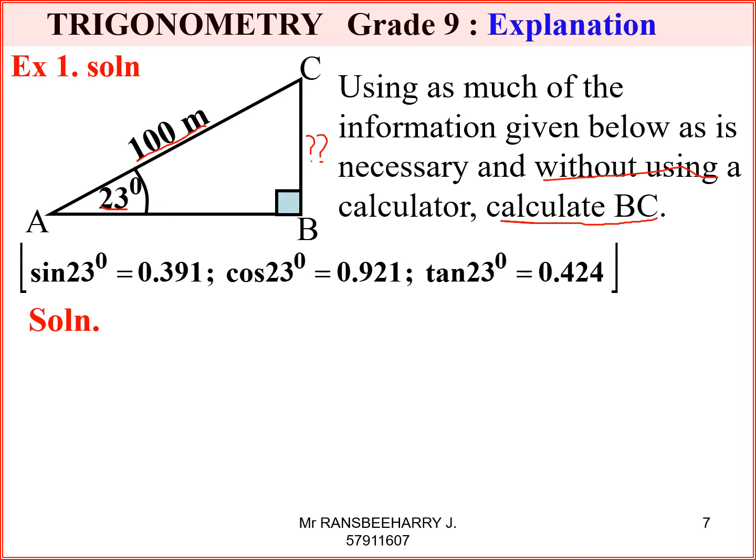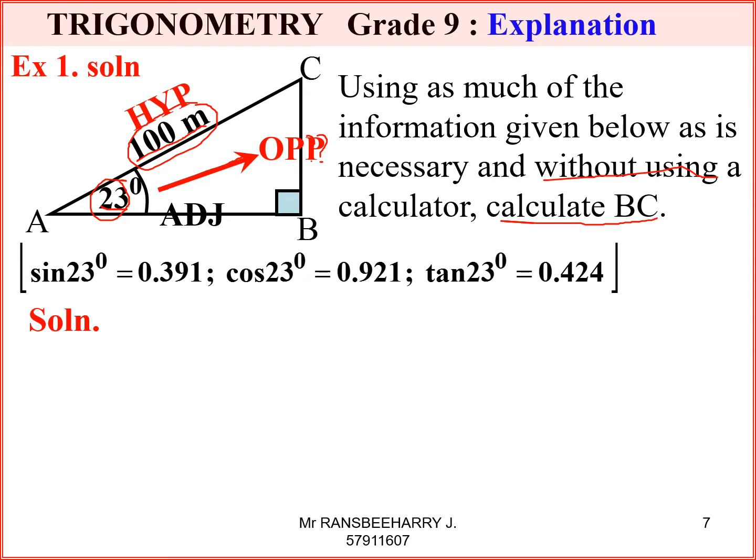So solution, the angle given is 23 degrees. So we are using 23 degrees. Opposite to it, we have the side BC. So BC is the opposite. AC is the longest side, so this becomes the hypotenuse. The remaining side is adjacent. So step 1, we identify the opposite, adjacent, and hypotenuse.